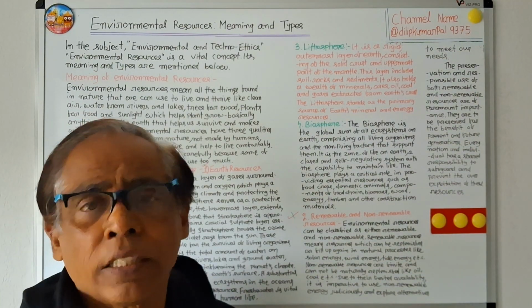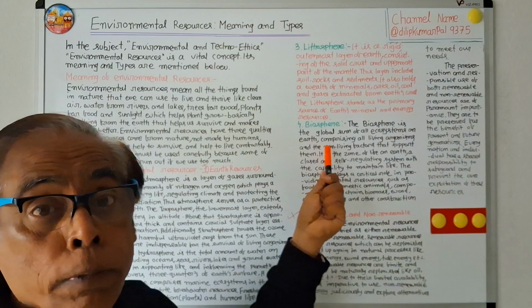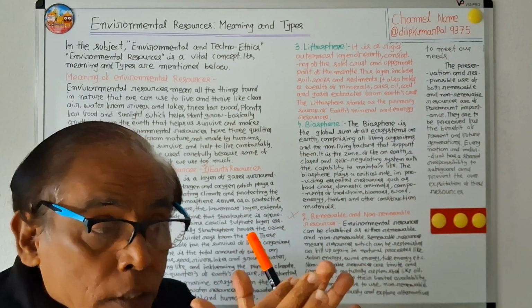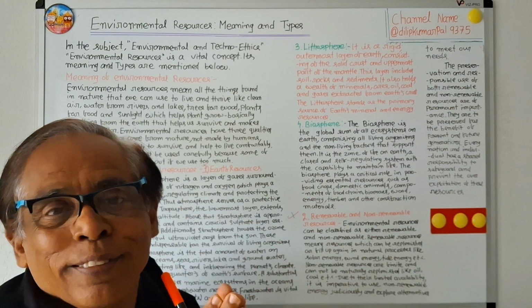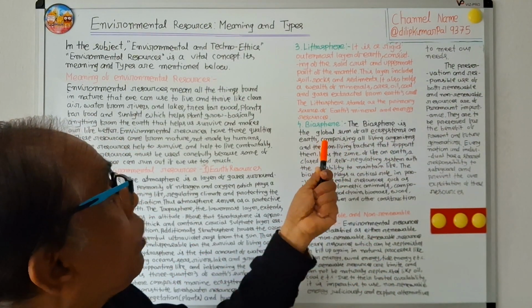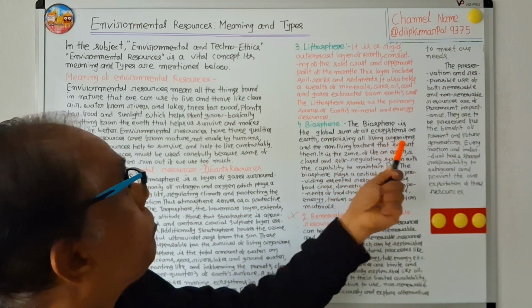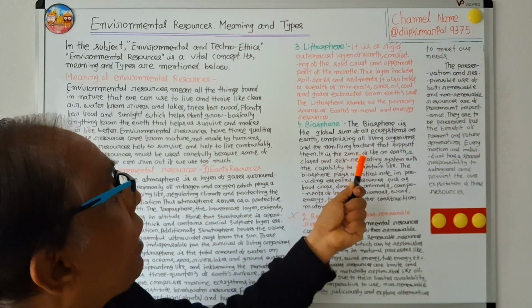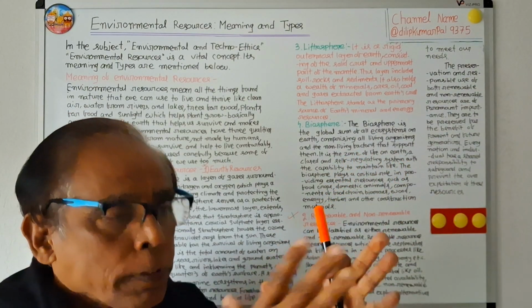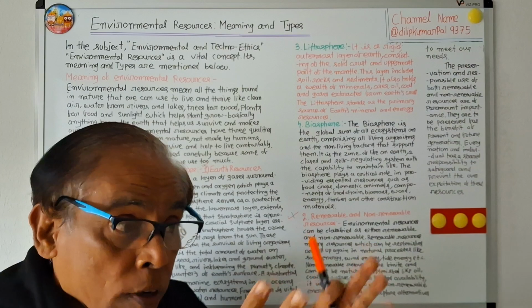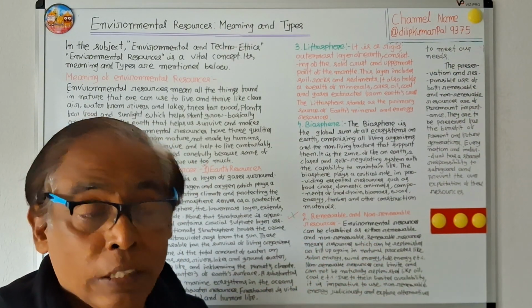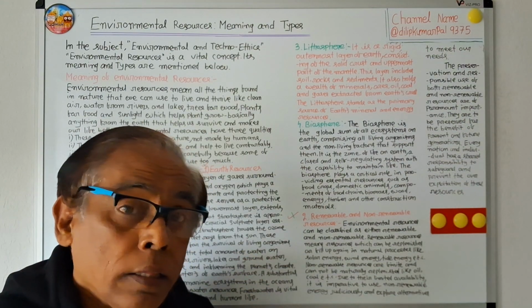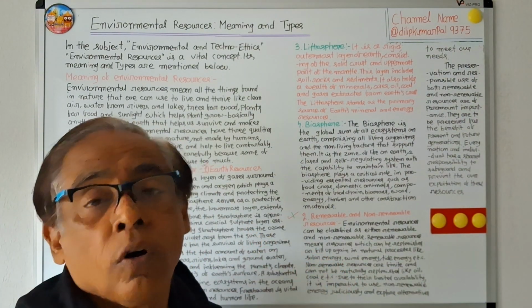The fourth category of Earth's resources is the biosphere. It is another category of Earth resource. Biosphere means living organisms. The biosphere is the global sum of all ecosystems on Earth, comprising all living organisms and the non-living factors that support them.